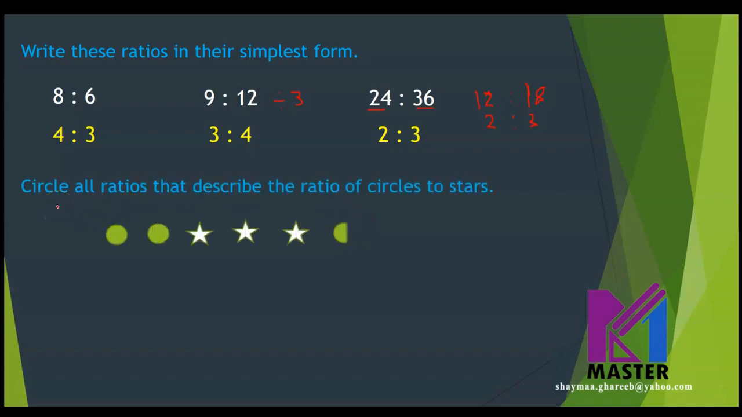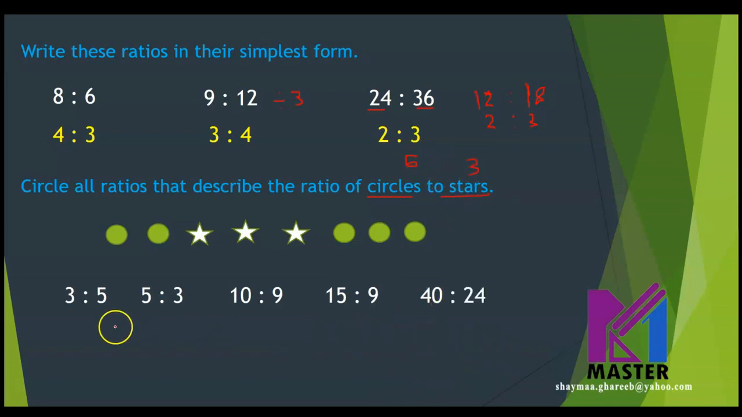Now look at the second question. Circle all the ratios that describe the ratio of circles to stars. Do you remember what did we say about the ratio? What comes first should be written first. Circles comes first. How many circles do we have? 1, 2, 3, 4, 5. So I have 5 circles and 3. Let's write the number 5 circles and 3 stars.